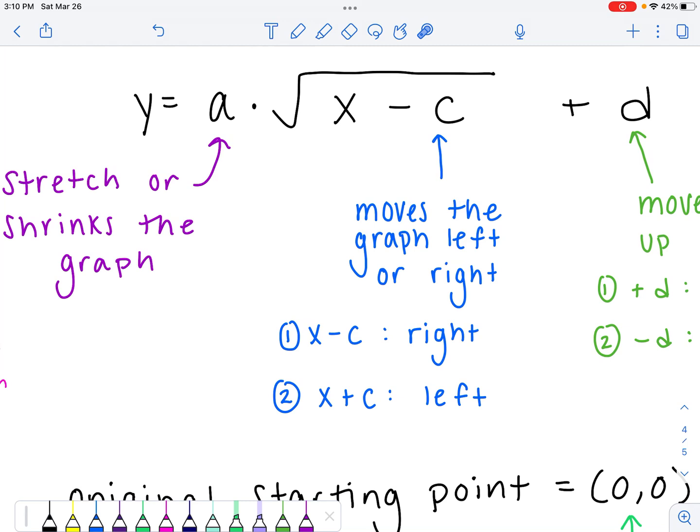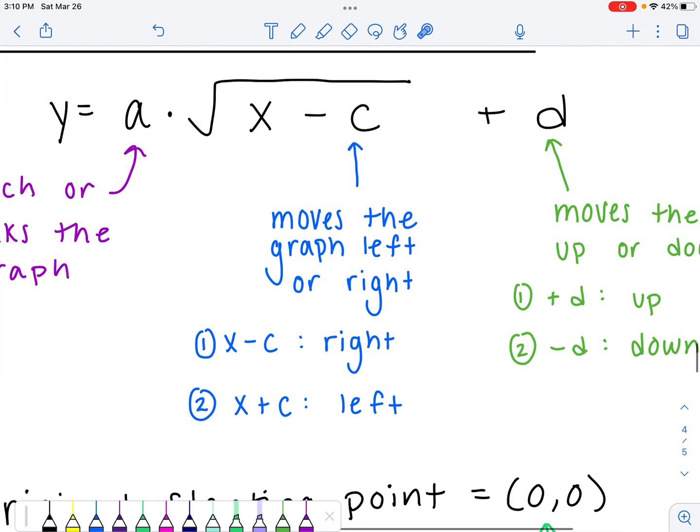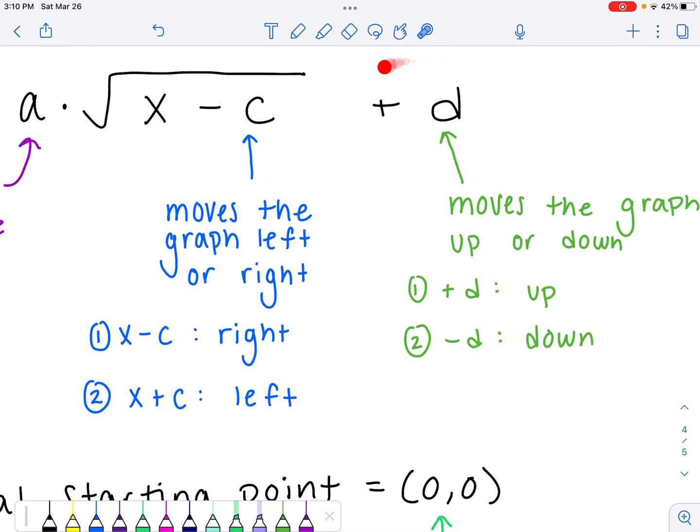And the last transformation we're going to talk about is moving the graph up or down. That's going to happen with this plus d value that is typically written at the end of the equation. So it's going to be moving up if you have a plus sign with that value. And if you're subtracting a number on the end, it's going to move the graph down.